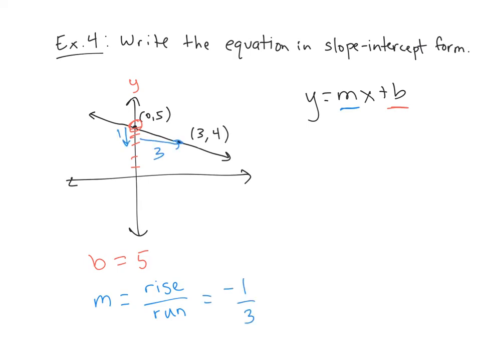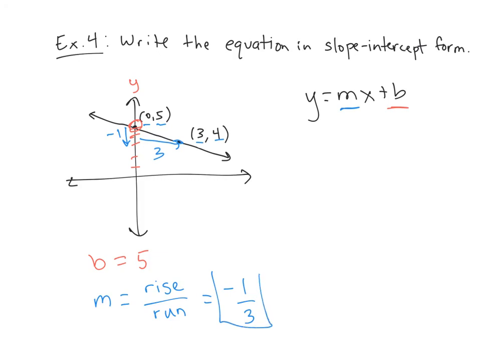So hopefully you can see I'm going down from 5 to 4, so that's down 1 space. And I'm going over from 0 to 3, so that's over 3 spaces. So my rise over run would be down 1, so -1 because I'm trending down, and then right 3 spaces from 0 to 3. So my slope is going to be -1/3.